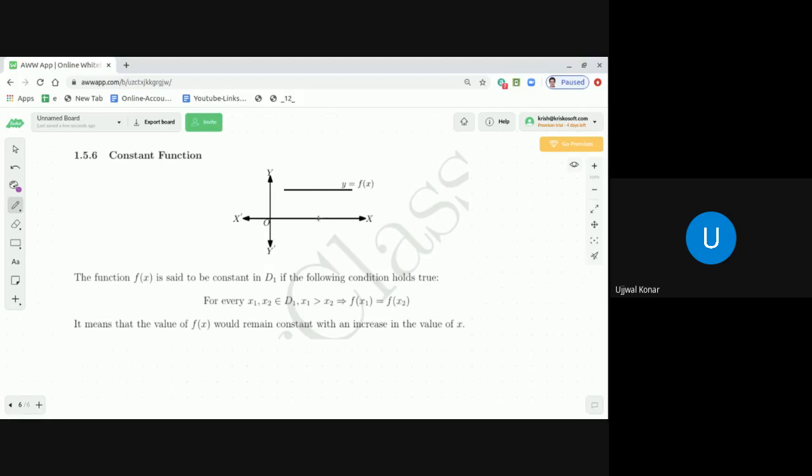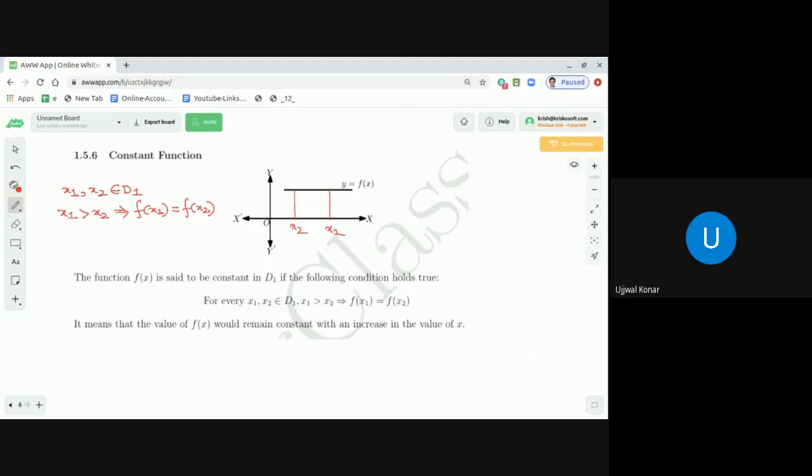If you look into this adjoining diagram, suppose this is x2, this is x1. So what do we see? x1 is greater than x2, but f(x1) is equal to f(x2), correct or not? So x1, x2 belong to the domain of definition D1. x1 greater than x2 implies that f(x1) is equal to f(x2). So then we can say the function is constant in that domain.